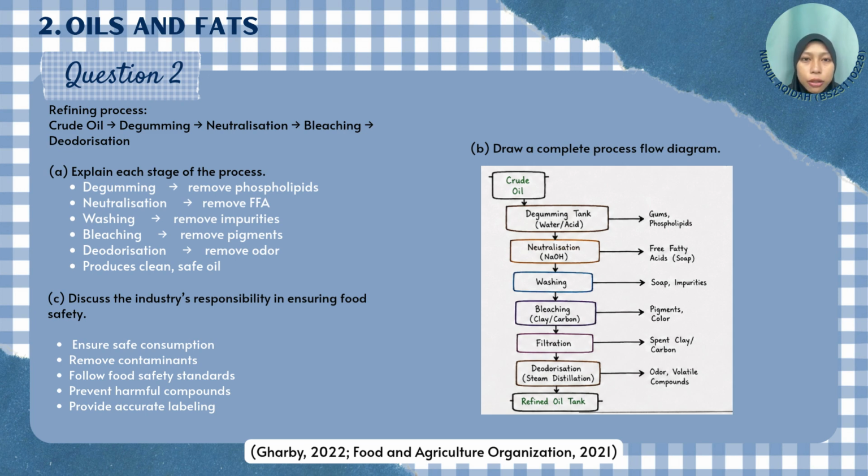Now for the food safety responsibility. So basically, the industry must ensure the oil is safe for consumption. As you can see, this includes removing contaminants, maintaining hygiene, and following safety standards. Proper labeling is also important to protect consumers.